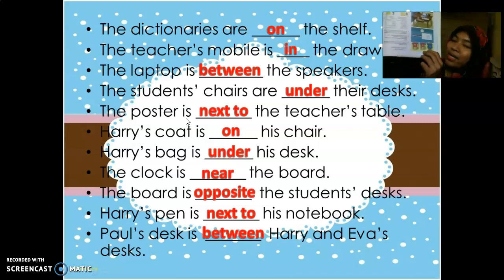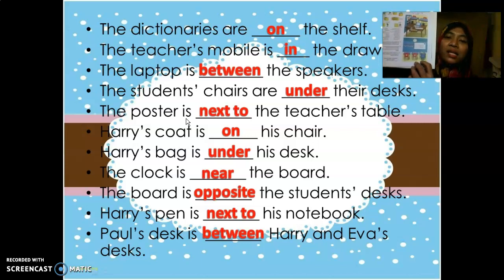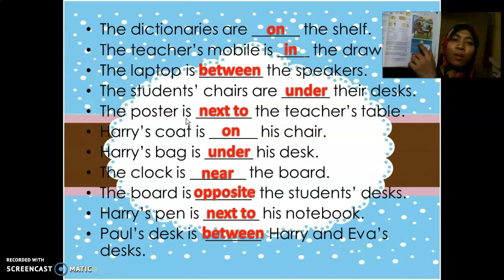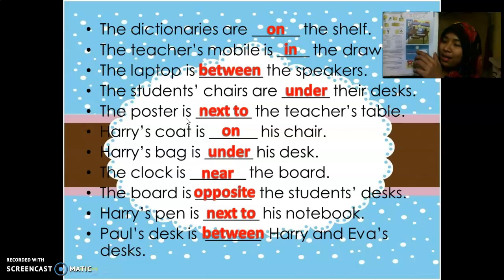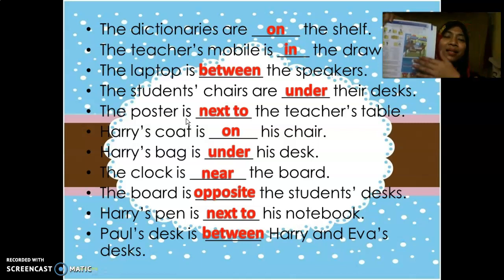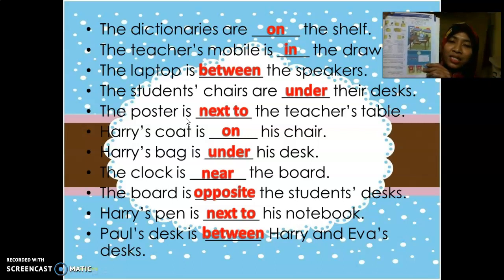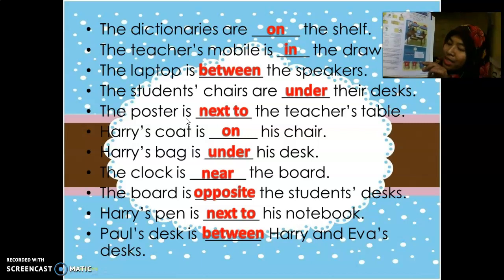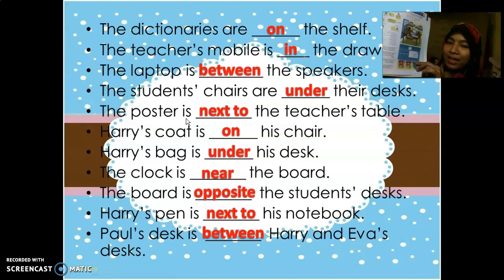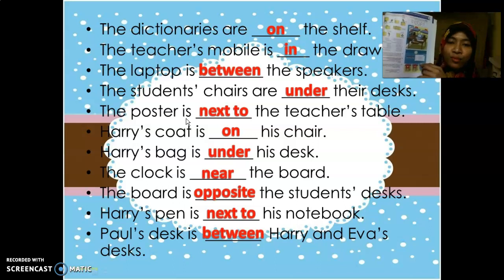Harry's bag is under. Under tu maksudnya di bawah his desk. The clock is near the board. Berdekatan dengan papan tulis. The board is opposite the students' desks. Papan ni bertentangan dengan meja pelajar. Betul kan? Okay. Harry's pen is next to his notebook. Pen dia ni kecil je gambar. Berdekatan, bersebelahan dengan buku dia.